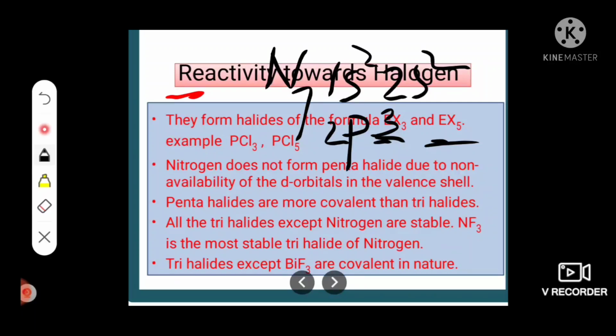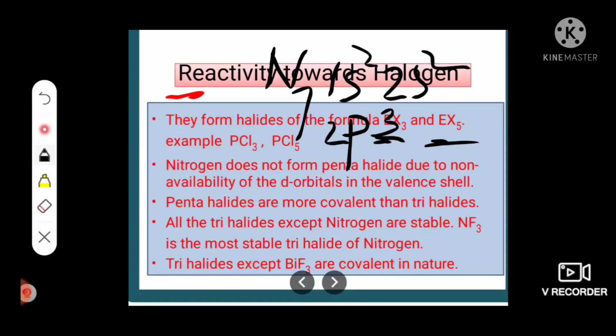And the last element of group 15, that is bismuth, shows less tendency to form pentahalides because the +5 oxidation state is less stable than the +3 oxidation state. So it has low tendency to form pentahalides.